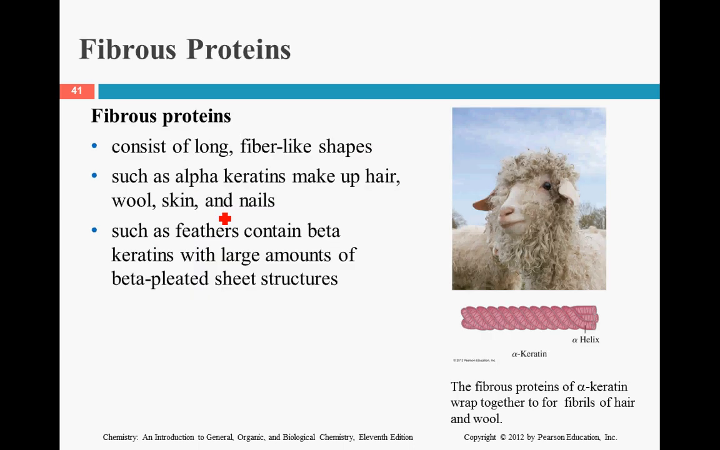One example of this is a fibrous protein. Long fiber-like shapes. Keratin, which makes up our hair or wool or skin or nails, is actually made of this triple helix. Whereas feathers are made up of the beta carotenes, which are the pleated sheets. So they'll be flatter.